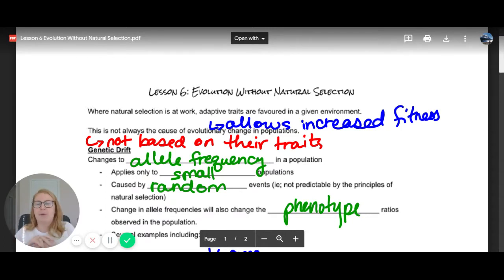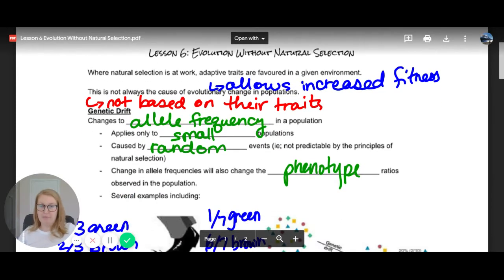As we've said before, where natural selection is at work, the adaptive traits are going to be favored in an environment, which increases fitness and therefore increases the ability to reproduce. But as I was just saying, sometimes there can be evolution without natural selection happening. It's actually not dependent on their traits. It's based more on just a random change that happens in the environment. So we call that genetic drift.